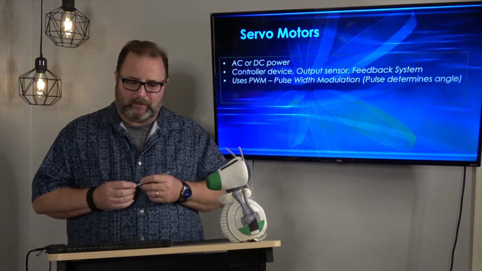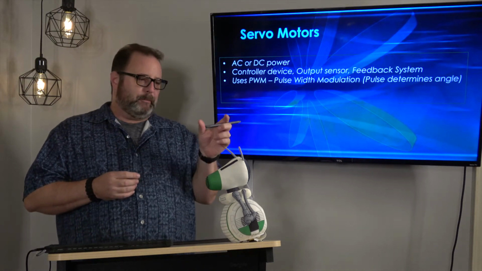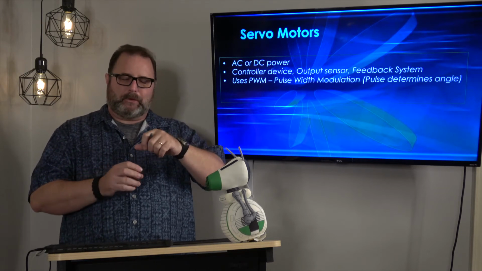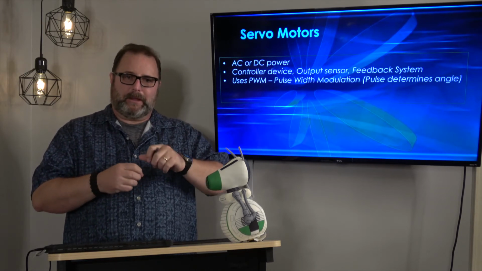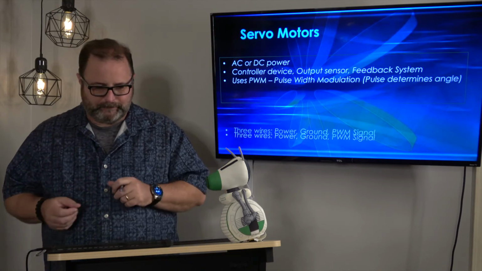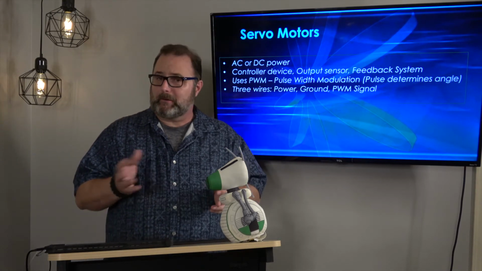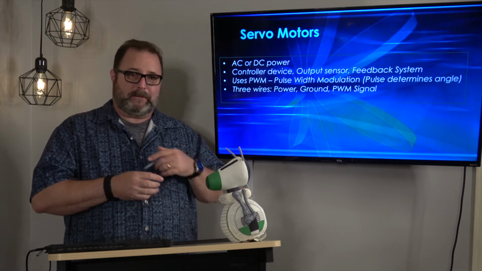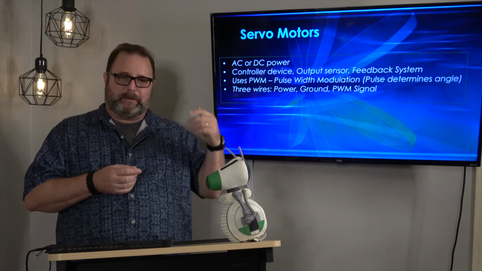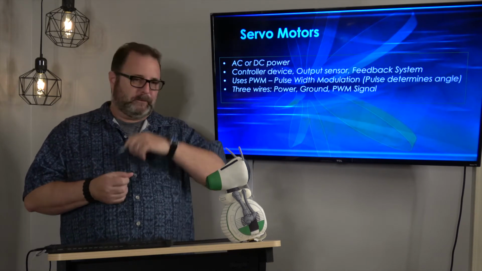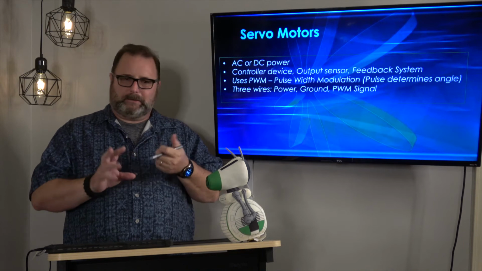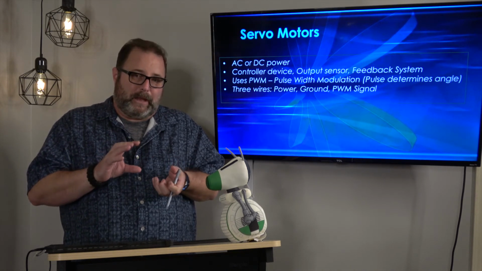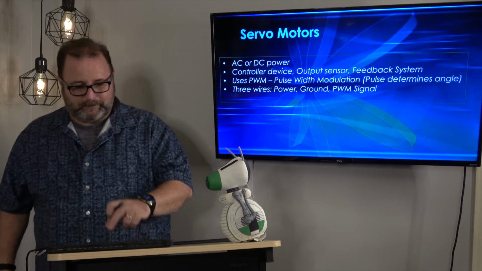Okay? They use what's called pulse width modulation. So the pulse width is going to change, and it's going to read that pulse width, and that's going to determine the angle that the motor is going to turn to. Okay? It's got 3 wires: power, ground, and the pulse width modulation signal. And that signal tells the motor, okay, here's your pulse width, go to that angle. And it just keeps sending that pulse width, and it's just going to hold that angle. So if you change the pulse width, then the motor will sense that and change the angle again.